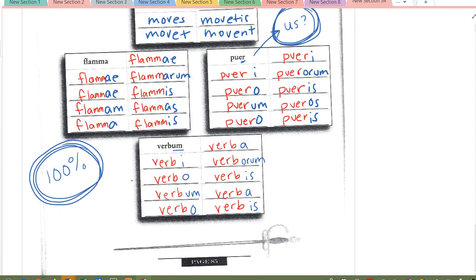Go on to the chants. Chant your words every day. Say them, cover them, write them, do what you need to do to learn them. All right. See you later.